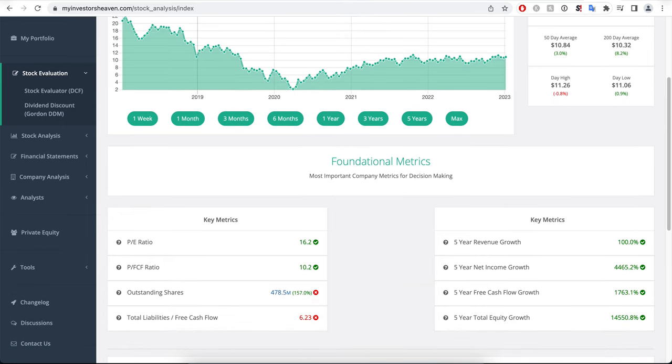Now, it may be easy here to just see that the P/E ratio of the company is 16 and the price to free cash flow is even better at 10 and be like, okay, this is cheap. This may be an interesting buy over here, maybe a great buy, a cheap buy. And this could be the case, but you need to remember a very important thing.